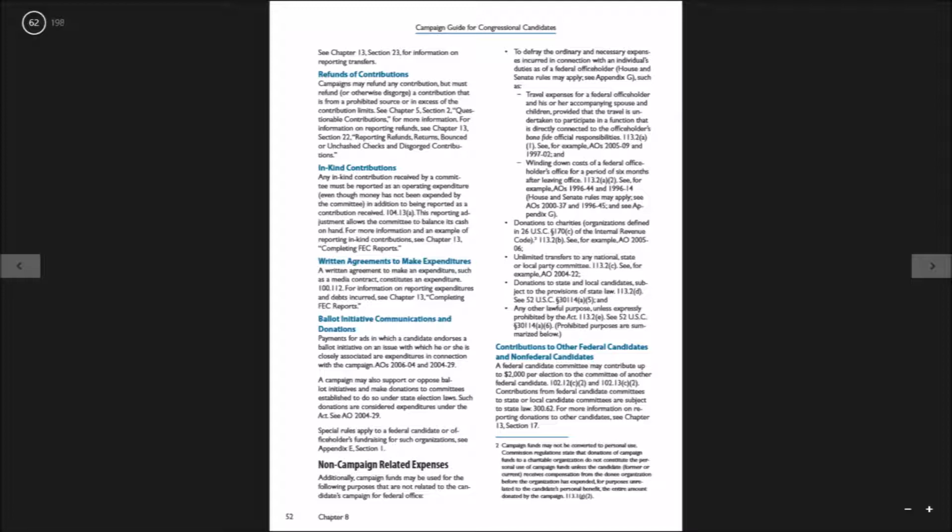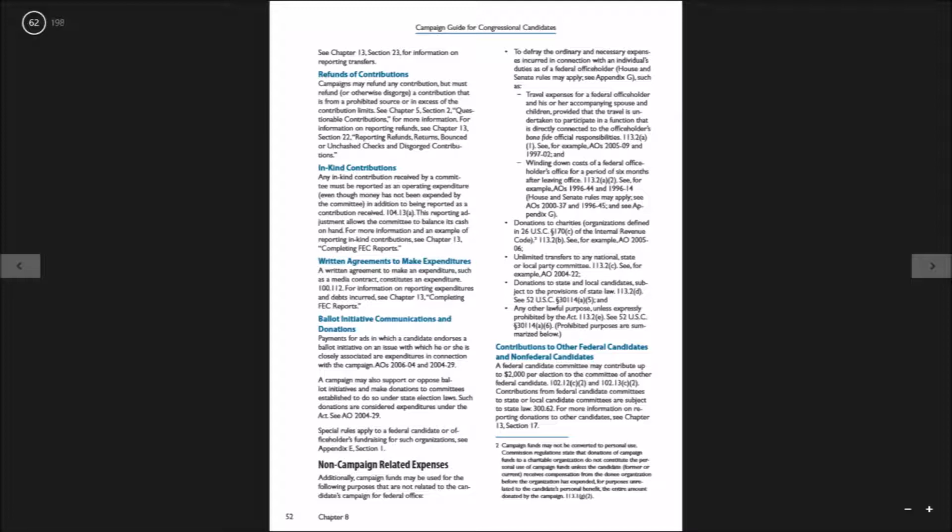In-kind contributions. Any in-kind contribution received by a committee must be reported as an operating expenditure, even though money has not been expended by the committee. In addition to being reported as a contribution received, the reporting adjustment allows the committee to balance its cash on hand. For more information and an example of reporting in-kind contributions, see Chapter 13, Completing FEC Reports.